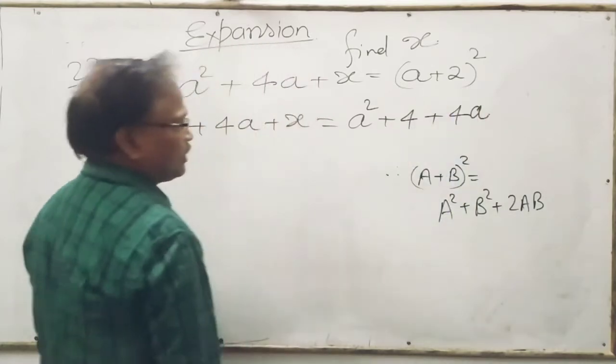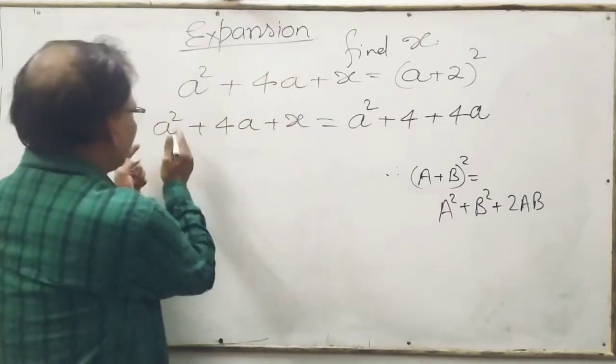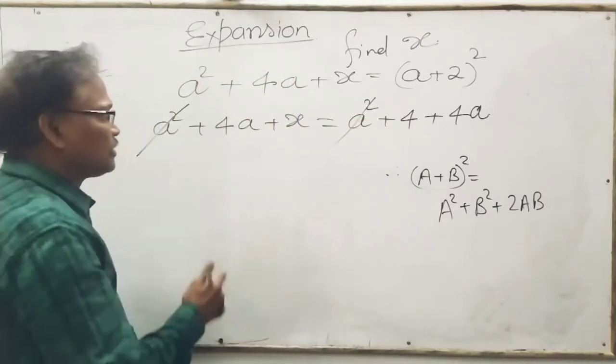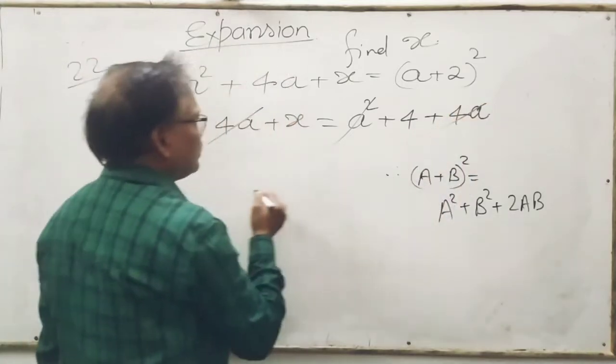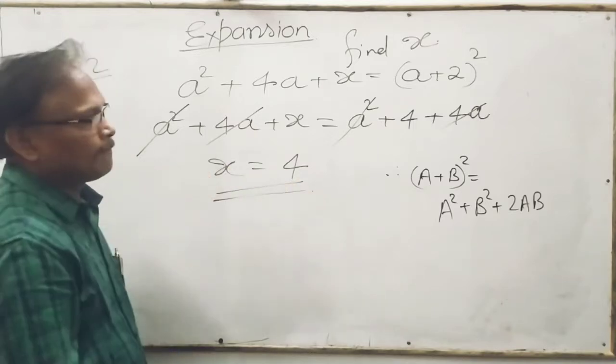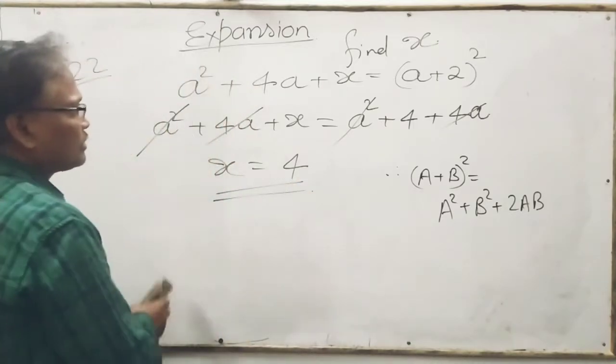So it will be a square plus 4, because 2 is square, and plus 2ab means 2 into a, means 4a. Okay. Now you can see in the left hand side a square, in the right hand side a square with the same sign. You can cancel them from both sides with the same sign. 4a, 4a. So what will you get? x is equal to 4. This is the answer. Clear? So in this very simple way you can get the answer.